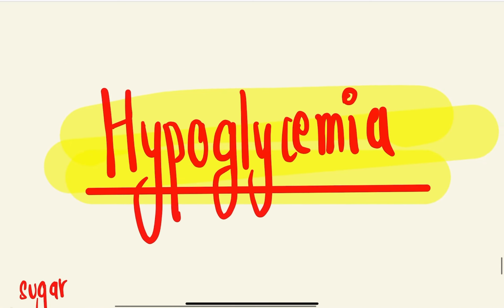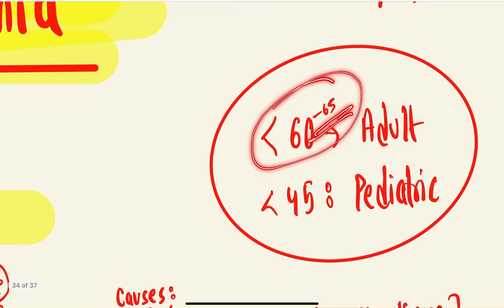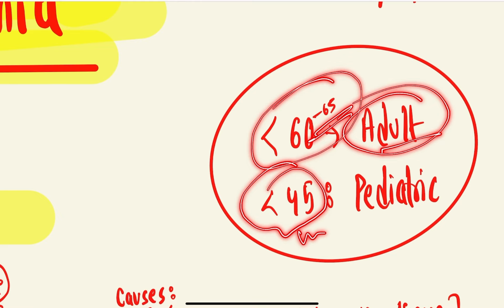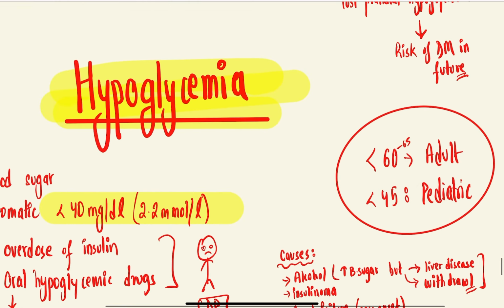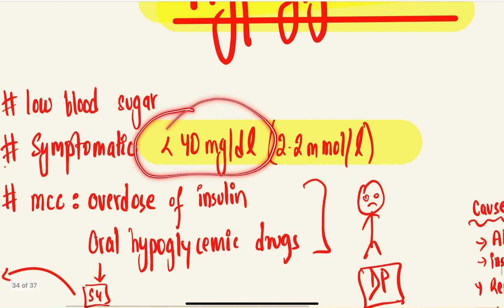Hello everyone, in this video we are going to discuss hypoglycemia. Hypoglycemia is the condition when the blood sugar level is less than 60 to 65 milligram per deciliter in adults and less than 45 milligram per deciliter in pediatrics. We call it hypoglycemia. Generally, symptoms appear when it is less than 40.